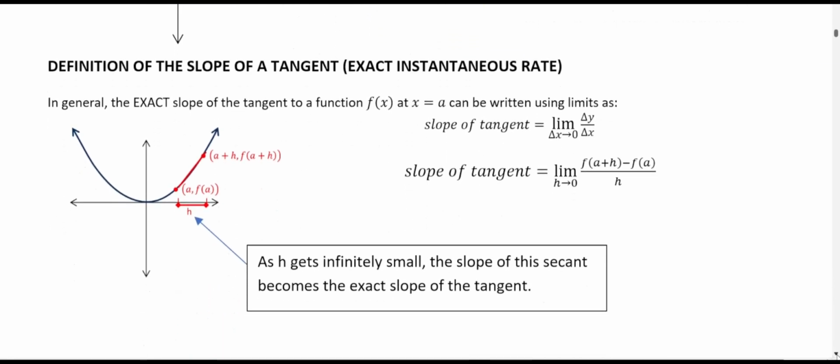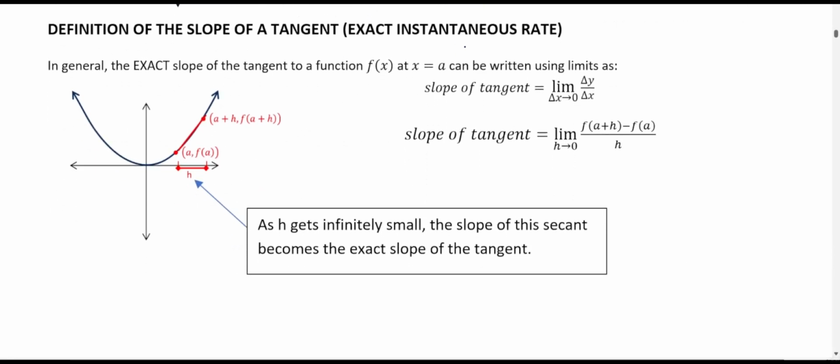The definition of the slope of a tangent, the exact instantaneous rate, is given as the limit as h approaches 0 of f at a plus h minus f at a all over h. And we have a little diagram there that, again, is essentially what you saw with Q and P, now using actual variables. Okay, let's move on to the first example.